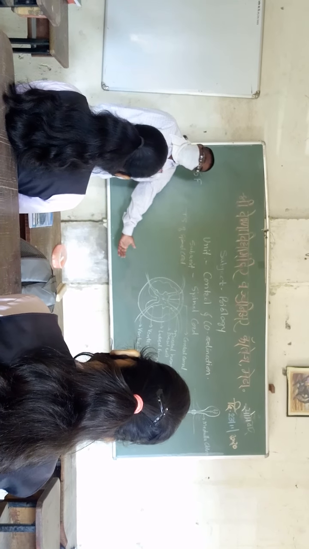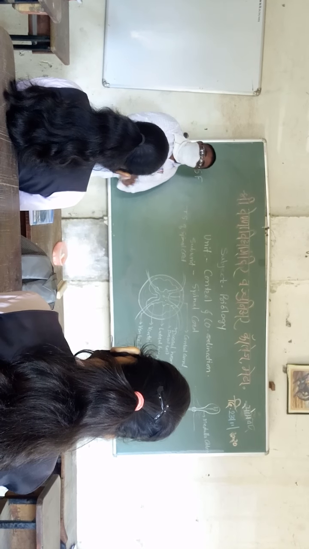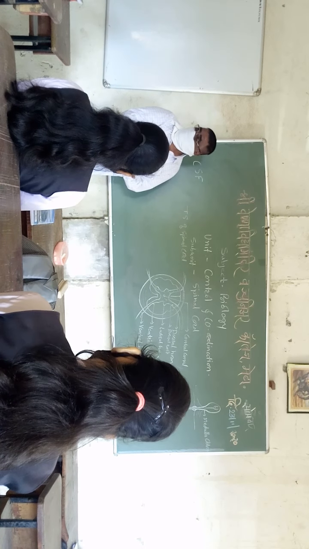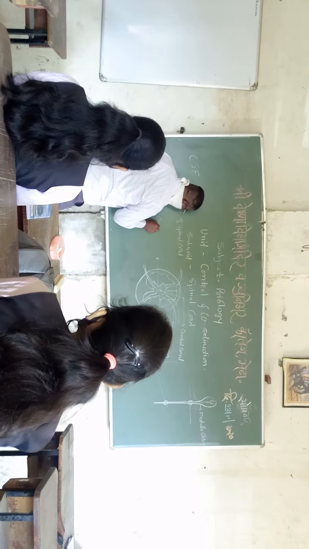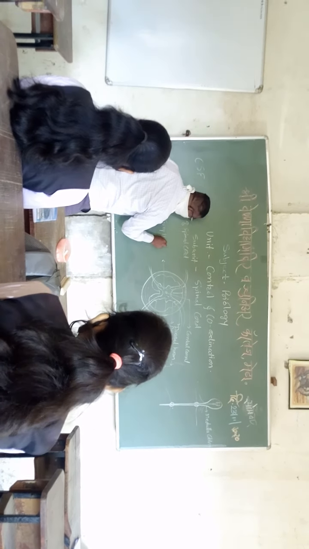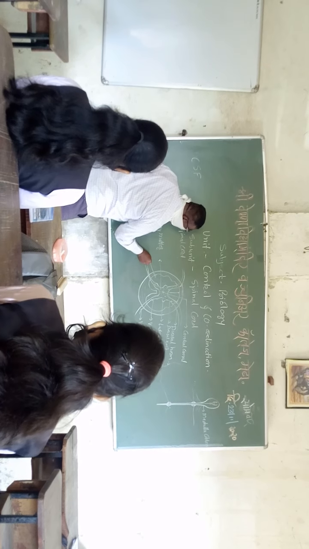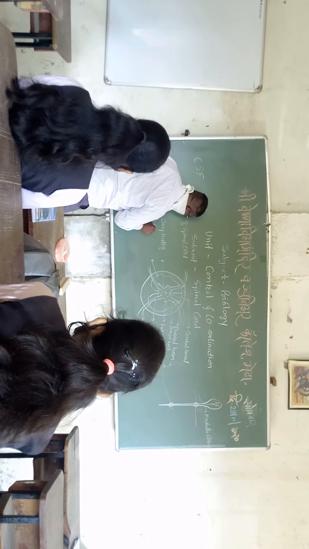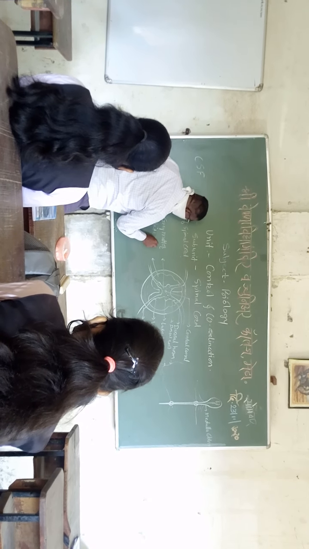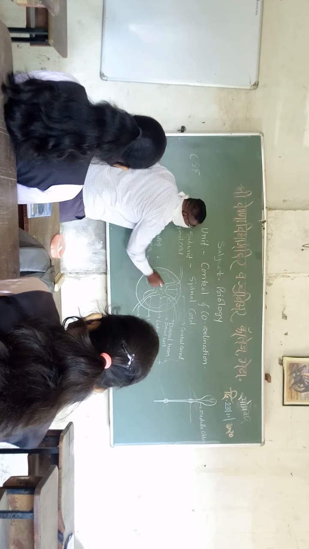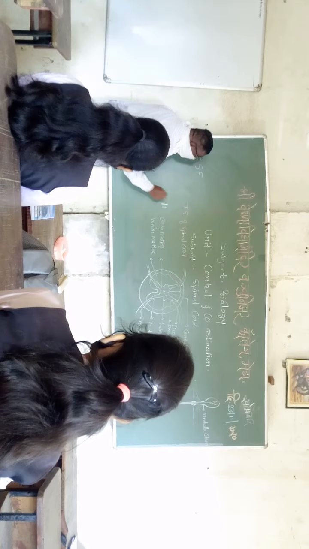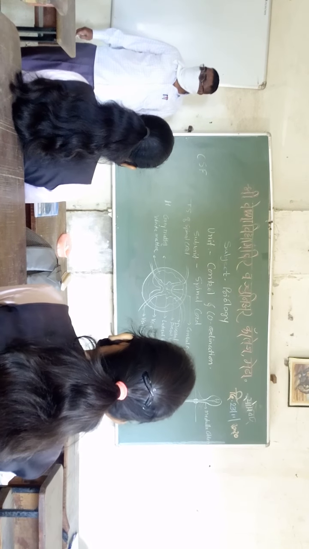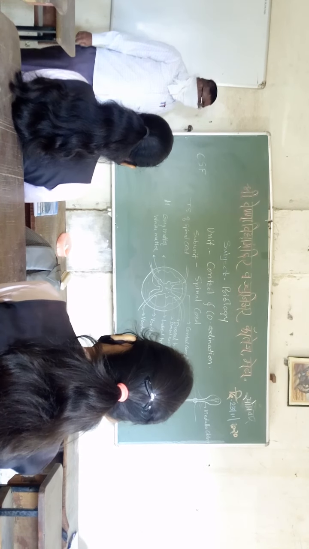Here in the nerve, gray matter is inside and white matter is outside. This is the gray matter, and this one is the white matter. Here, the gray matter is an H-shaped structure. It looks like an H. Gray matter is an H-shaped structure.